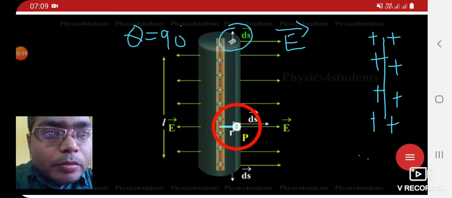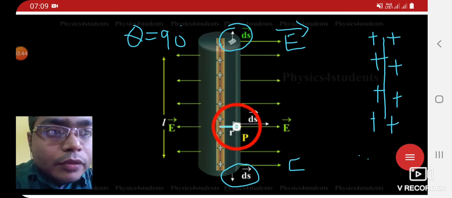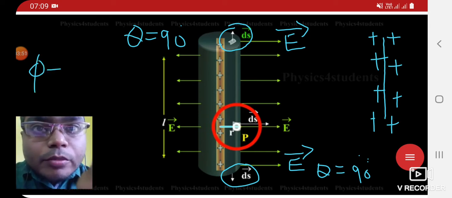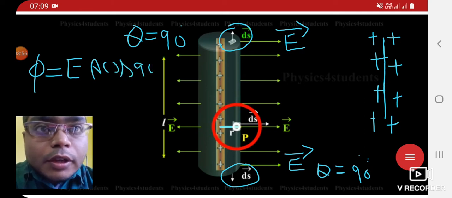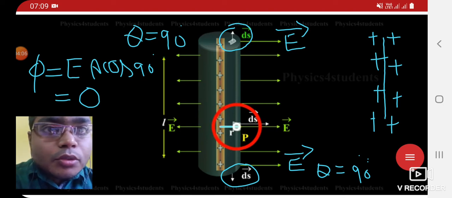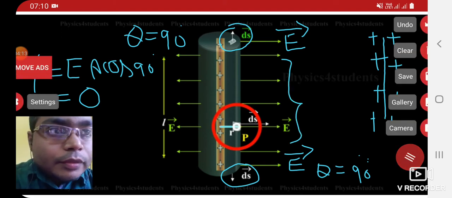Similarly at the bottom part also, the area vector is perpendicular to the direction of the electric field. So here also the angle will come out how much? 90. So for these two surfaces the flux will be how much? The flux is given by EA cos 90, and I think all of you know the value of cos 90. It is 0. So for the top surface and the bottom surface the electric flux will come out 0. So we are going to calculate the electric flux only for the curved surface.